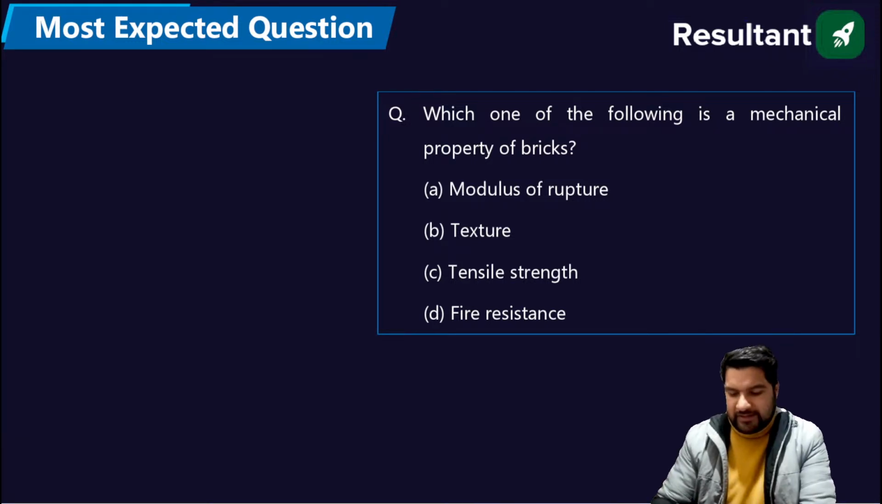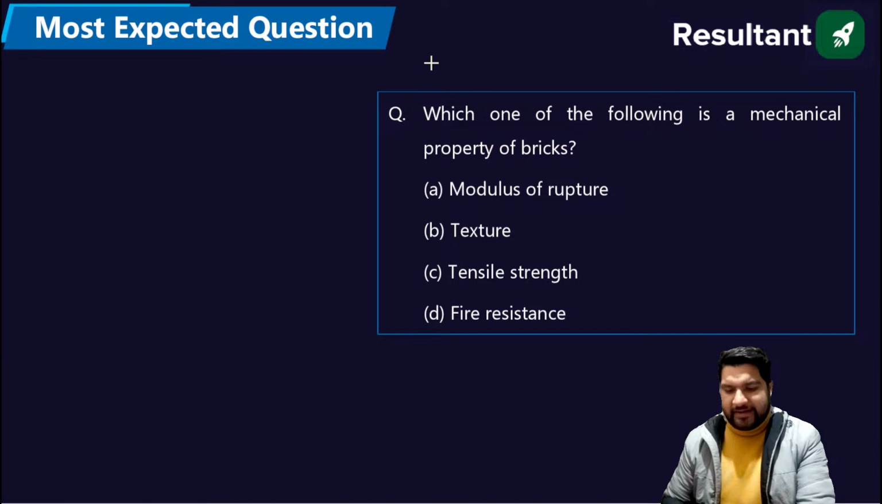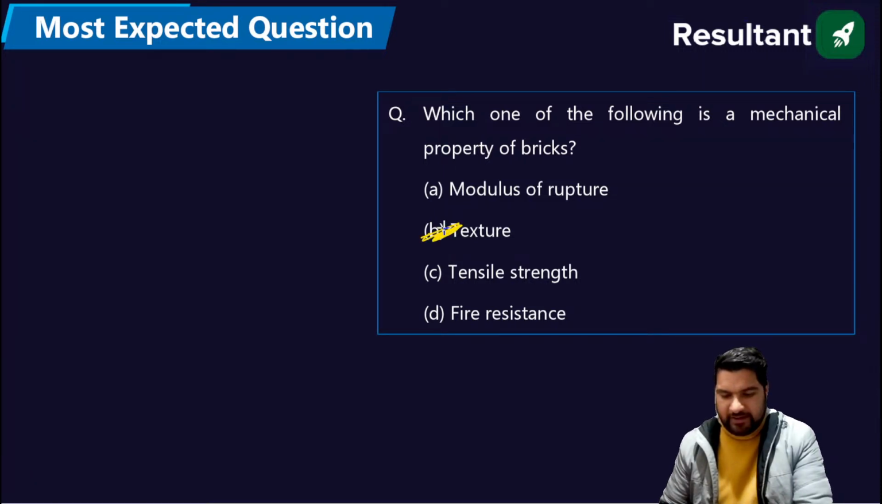So the right answer for this question is B. That is the texture. Okay. Texture is the mechanical property. Next question.